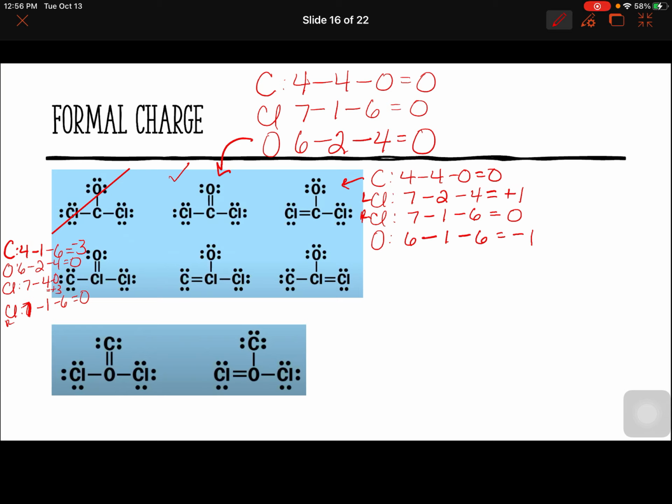So you would go through and evaluate each of these, and you want numbers as close to 0 as possible to get your most valid structure. If you have non-zero charges, you want your most electronegative element to have the lowest formal charge.